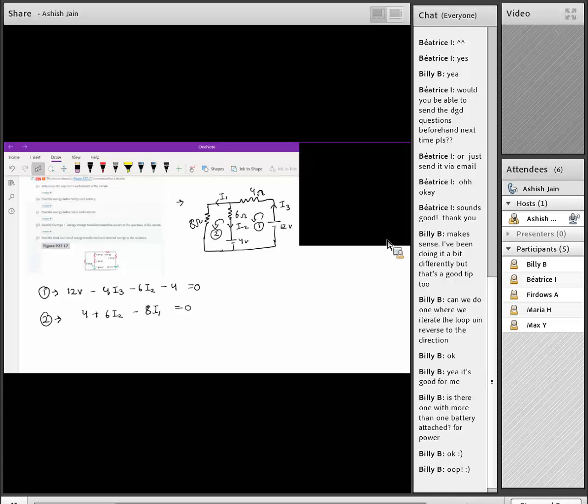Anybody has a problem with this? You can ask me doubts, how I wrote this: two equations and two loops. If there's no problem, I'll go ahead.